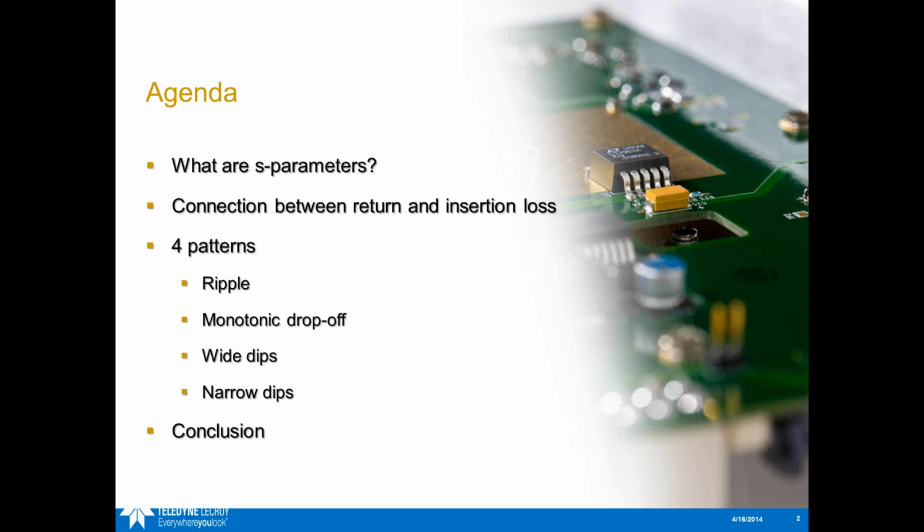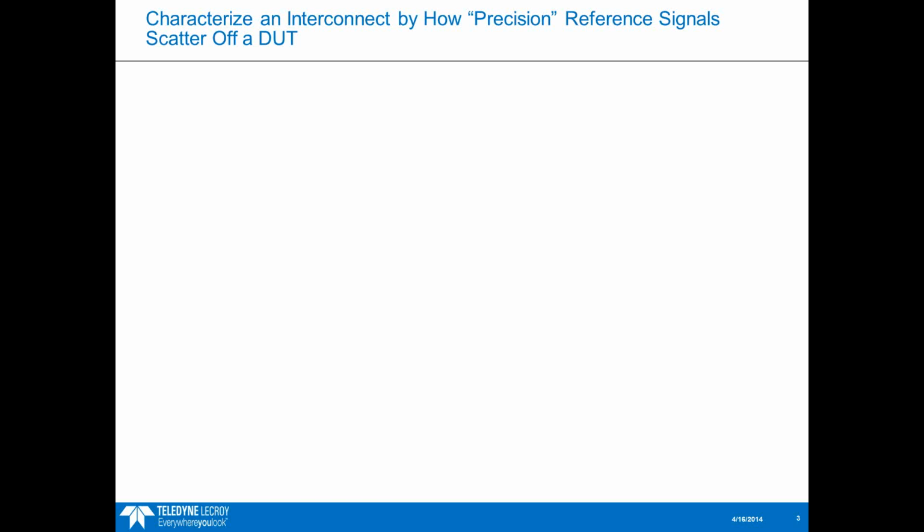Thanks, Hillary. Thanks, everyone, for joining us today for a discussion of S parameters and some of the insights we can learn from looking at S parameters. I'm going to start off by giving some background information about S parameters, what they are and how we can measure them. Then I'm going to go into more detail about some of the patterns we can recognize in the S parameters and what they can tell us about our interconnects and what kind of insights we can gain from that.